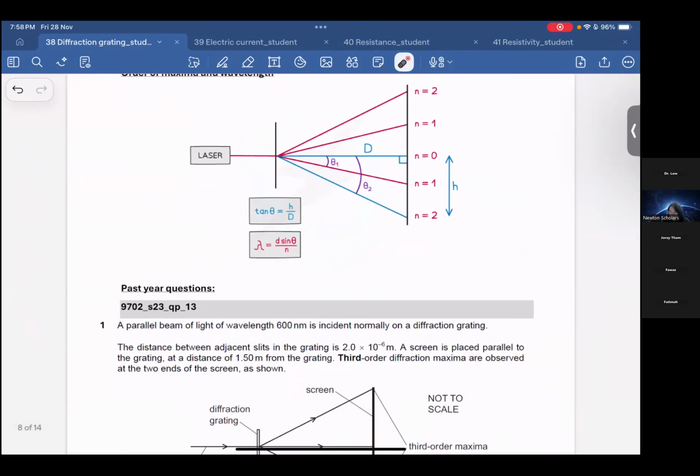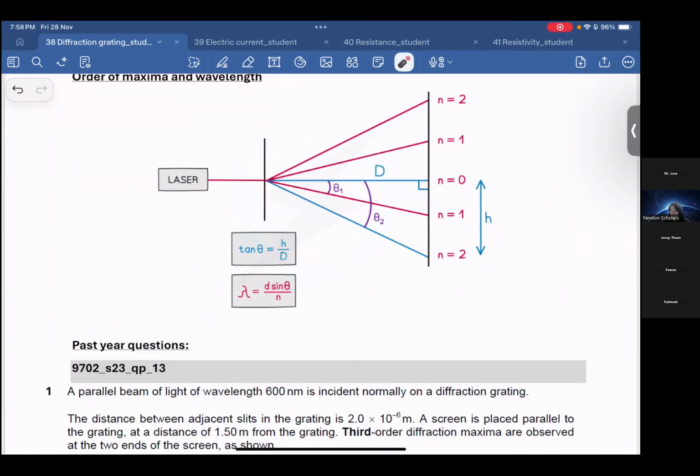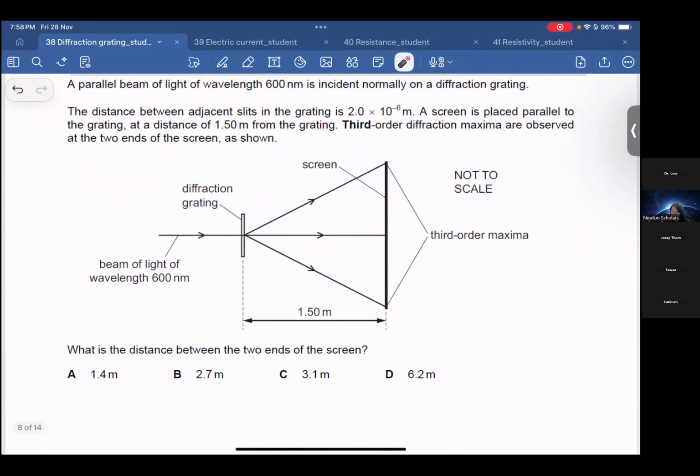Okay, this one actually has nothing for you to memorize. Don't try to memorize. We study smart, okay, dear? What I want to emphasize is that there might be questions like this. They're asking you what is the distance between the two ends of the screen. From here until here, what is your distance? Okay, how do we do the calculation? No need to memorize, but we use a mathematic way to solve it.